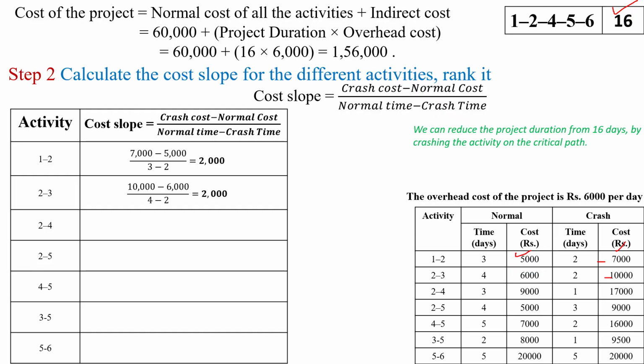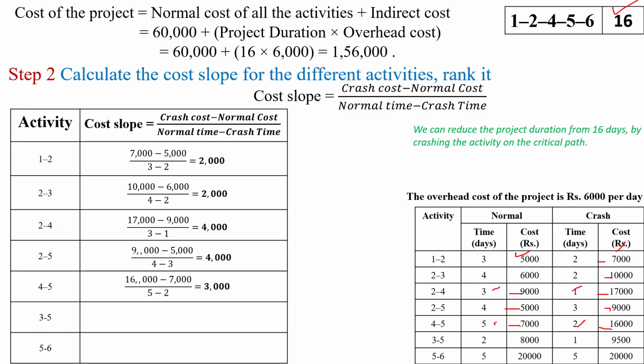Next for the 2 to 4, 17,000 minus 9,000, it is 8,000 divided by 3 minus 1, 2, which is 8 by 2 equal to 4,000. Next for the 2 to 5, 9 minus 5, so 4,000 divided by 4 minus 3, 1, so 4,000. Next for the activity 4 to 5, 16 minus 7, which is 9,000 divided by 5 minus 2, which is 3. So 9,000 divided by 3 is 3,000.